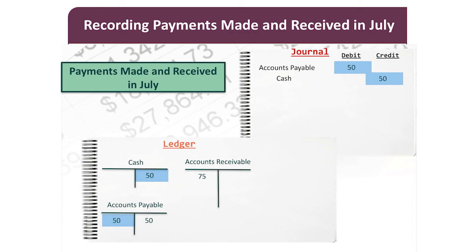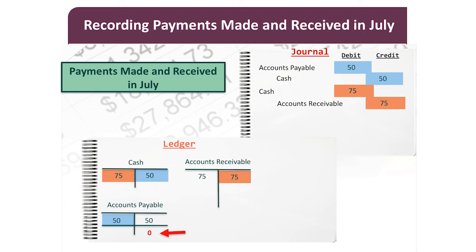Also in July, you are paid the $75 owed to you. The July journal entry would be a debit to cash for $75. You now have the cash, and a credit to accounts receivable. You now post the transaction to the ledger. As you can see, the credit to accounts receivable brings the balance owed to zero.